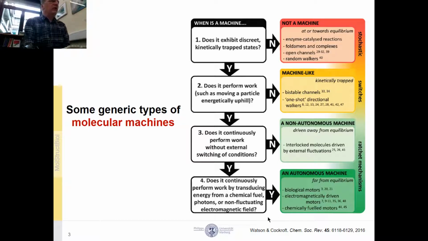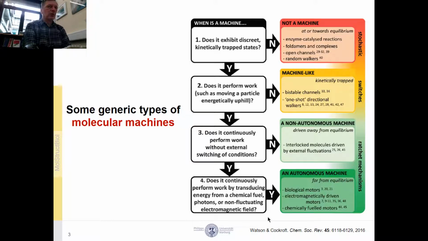When this question is answered with no, it is not a machine. It may be, for example, a simple enzyme that is catalyzing some reaction with some transition state, and that's just it, causing products and substrates to be set into an equilibrium. It could also be something that has to do with open channels like our porins. Yes, they are certainly not a molecular machine.